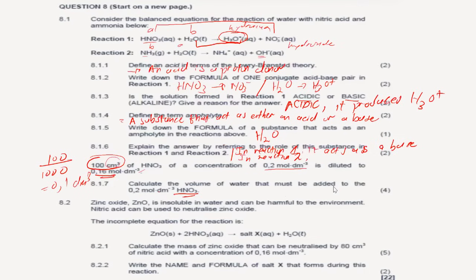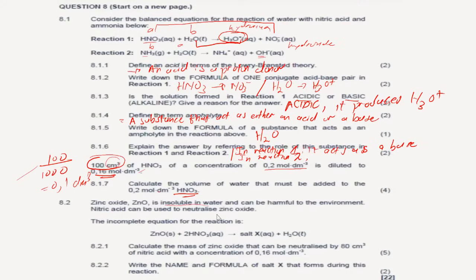Let's proceed. We have 8.2, which says zinc oxide, which is ZnO, is insoluble in water. That means it does not dissolve in water and can be harmful to the environment.